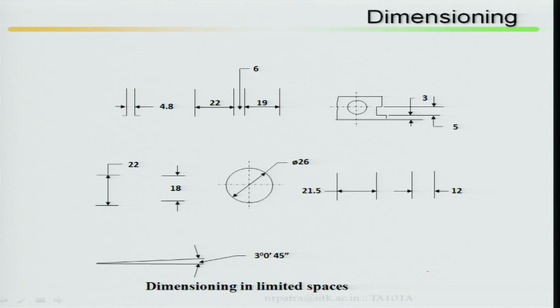How is the dimensioning done for narrow space? There is a very narrow space. One arrow can be taken out and you put it here, 6. Then one arrow can be taken out, put 22 here, it can be done. Even for small angles, 3 degree, 2 degree, 1 degree, how are you going to do the dimensioning? Take it, mark the arrow, and here slowly you mark 3 degree, 0 minute, 45 second, because it is impossible to write it inside.